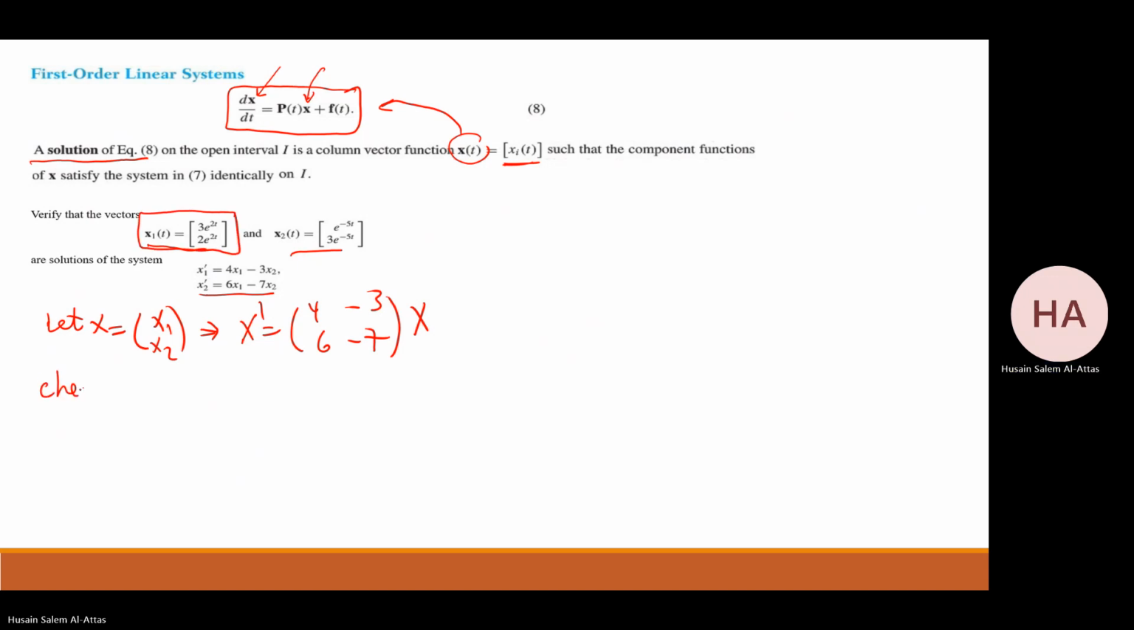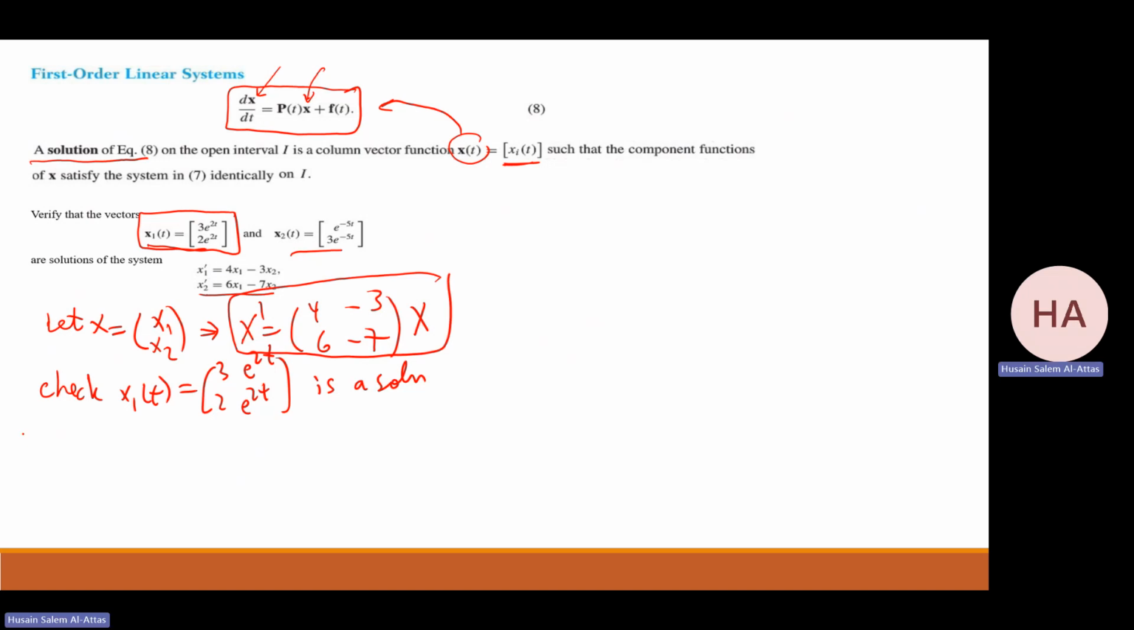First check x1, 3e^2t, 2e^2t is a solution. How to check that? Left-hand side equal right-hand side, satisfying this equation. So left-hand side, which is capital X prime, that will be what? Sorry. Yeah, it will be 6e^2t, and this is 4e^2t. This is the left-hand side.